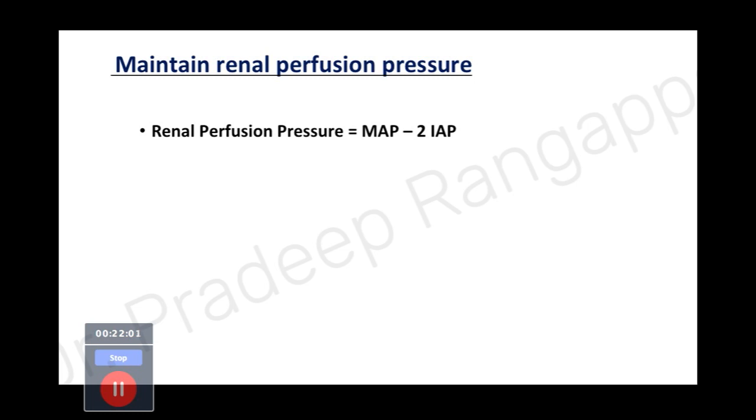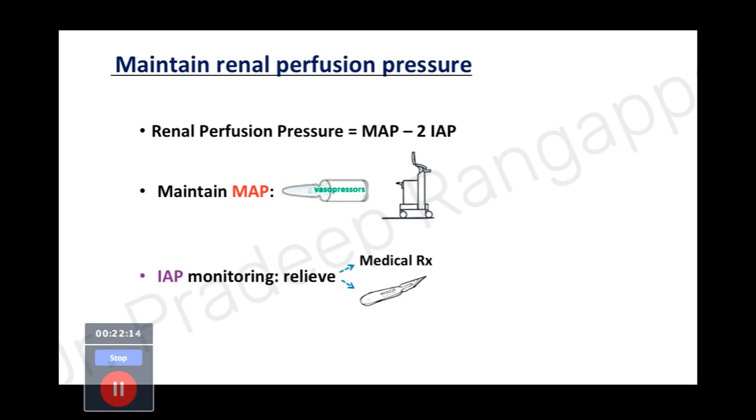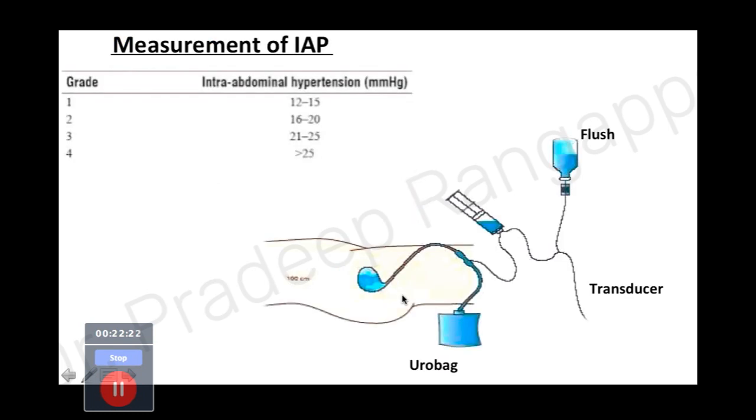So we call it renal perfusion pressure. Renal perfusion pressure is mean arterial pressure minus 2 into intra-abdominal pressure. And it is important to maintain mean arterial pressure with vasopressors. If it is cardiac, you may have to use a balloon pump. And if intra-abdominal pressure is high, we need to relieve the pressure by medical treatment or by surgical measures.